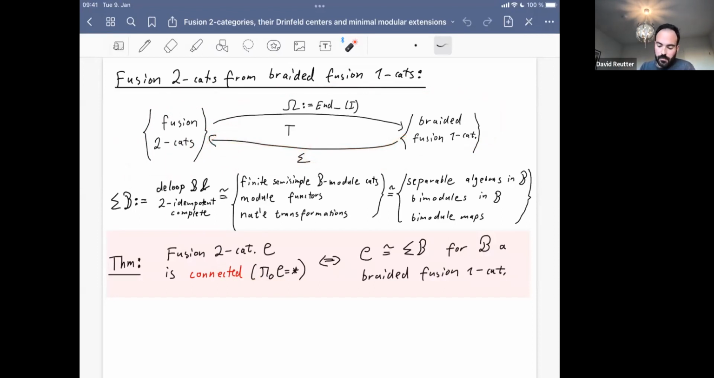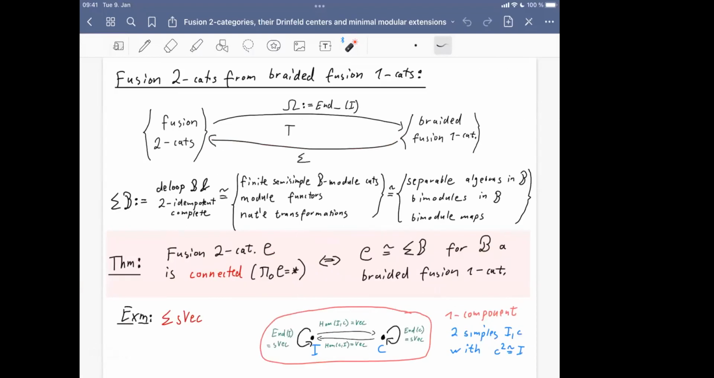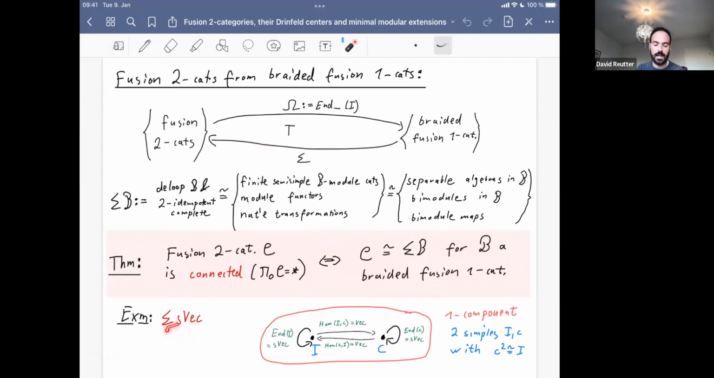Okay, so if I'm studying braided fusion one categories, that's really the same as studying connected fusion two categories. So if I have my braided fusion one category, from now on I'm going to think of it as a connected fusion two category. And here's finally an example of a fusion two category. Let me just look at the suspension of the category of super vector spaces.